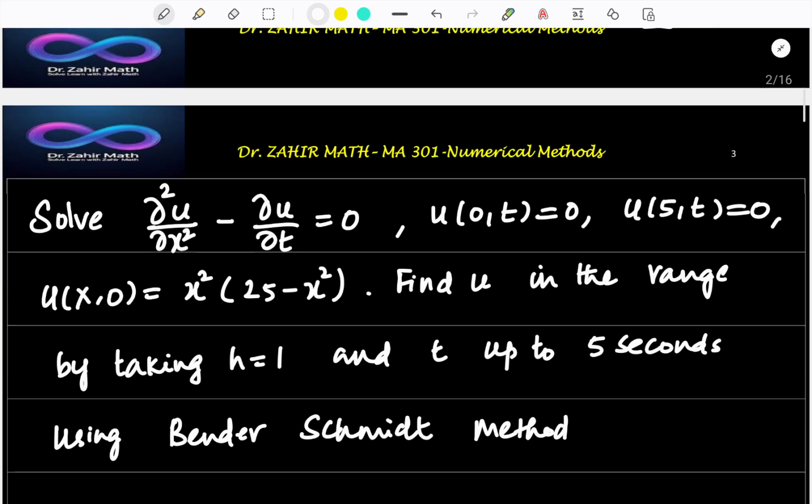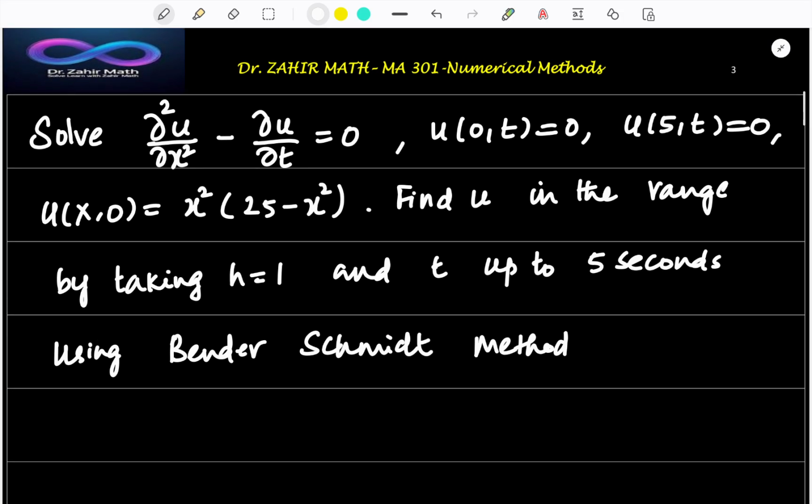Now let's solve one question, the one dimensional heat equation using Bender-Schmidt method. Solve ∂²u/∂x² − ∂u/∂t = 0, u(0, t) = 0, u(π, t) = 0. This is called what? Boundary condition. Why is this a boundary condition? Because you see the starting value x is equal to 0. Because the solution will be u(x, t).